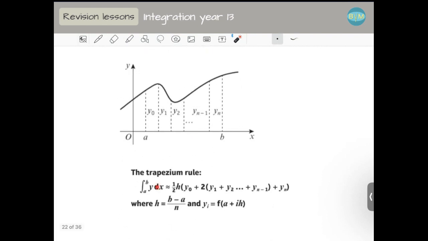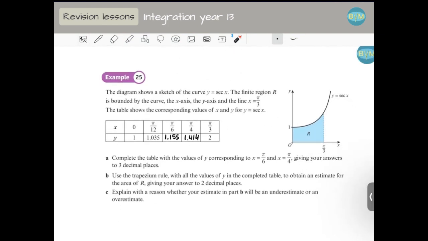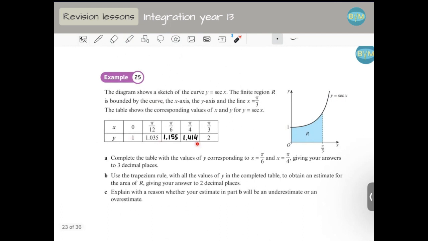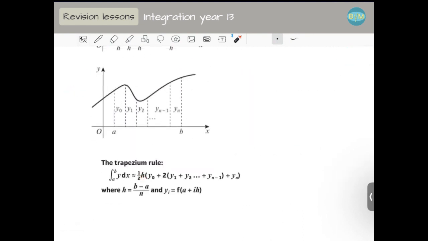The trapezium rule is this formula here. It is in the formula booklet and is super easy to use. Usually the questions are going to ask you to integrate a function like sec x. Usually they give you a table that you have to complete, just finding the y's, because you need the y's for your formula. In the formula, h is the width of the interval, and the y values are the function at those points.